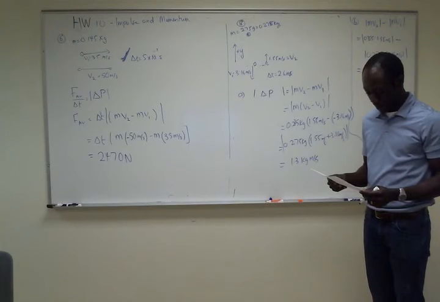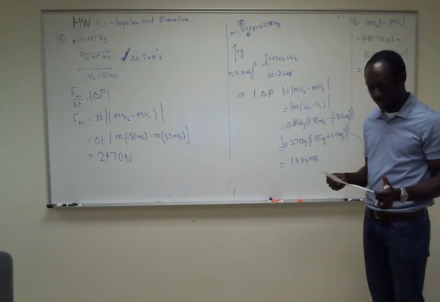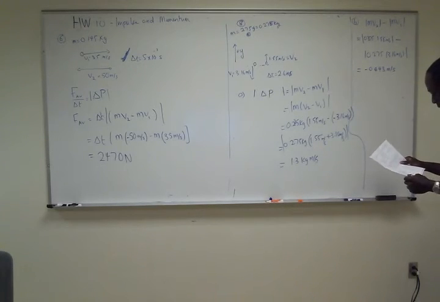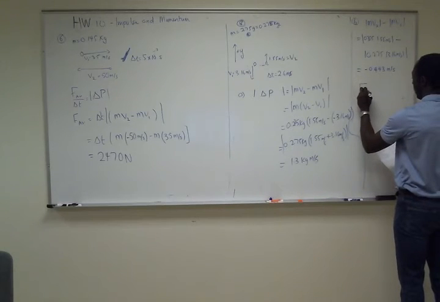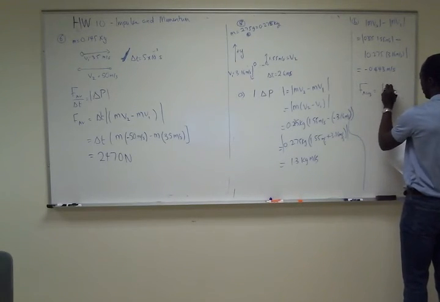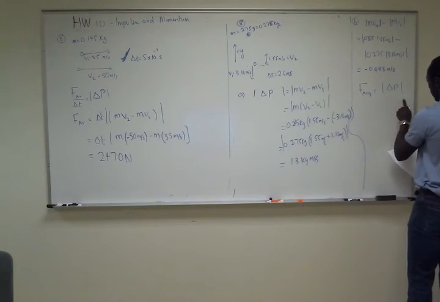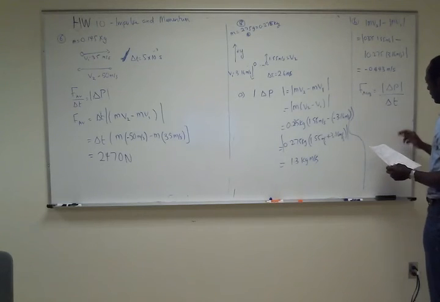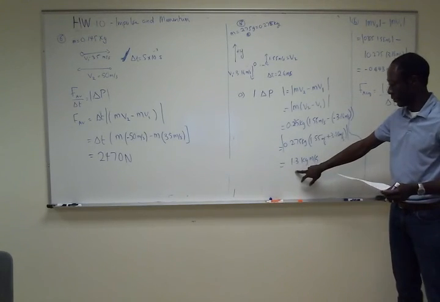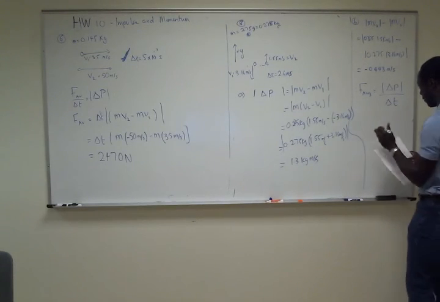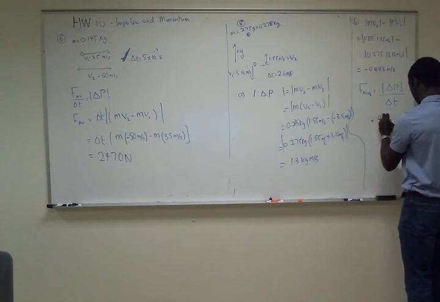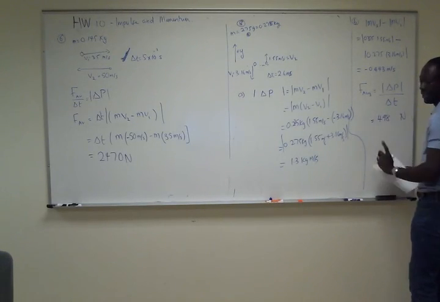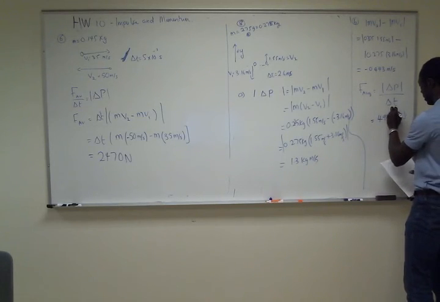All right, and in part C, we actually find the average force exerted on the ball due to the change in its momentum. So again, the average force in this case is the magnitude of the change in the momentum divided by the change in time. And so we put in this 1.3 kilograms meters per second divided by the change in time, and that gives us an average force of 498 newtons acting in the positive y direction.